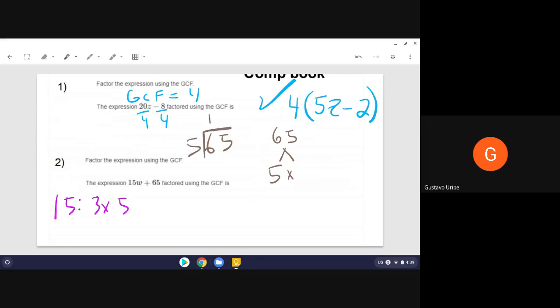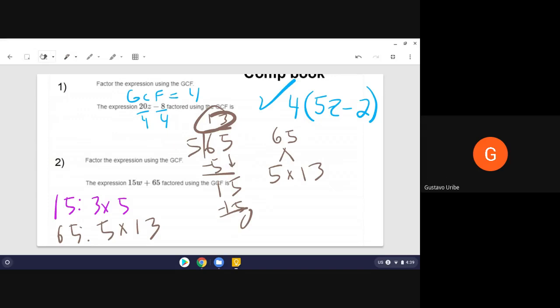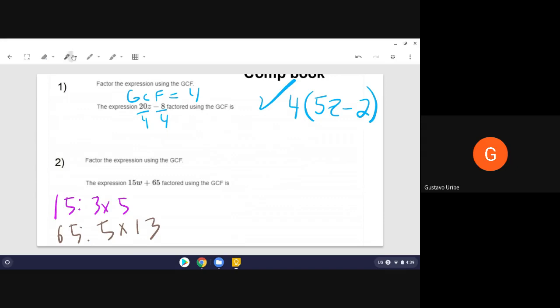5 goes into 6 once. 5 times 1 is 5. Bring this down. 5 by 3 gives me 15. So my factor here was 13. Now I can stop here because these both are prime. Looking to see what they have in common. The only thing I see here is a 5. So the GCF is equal to 5.